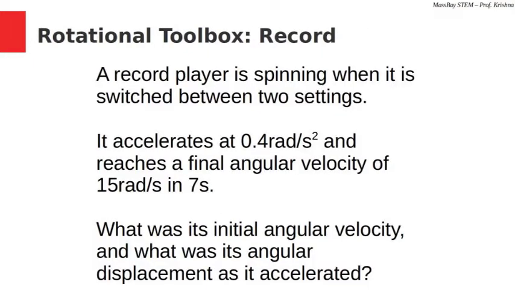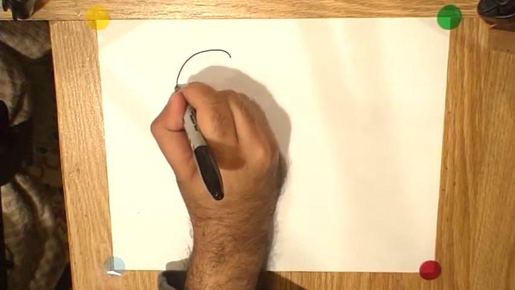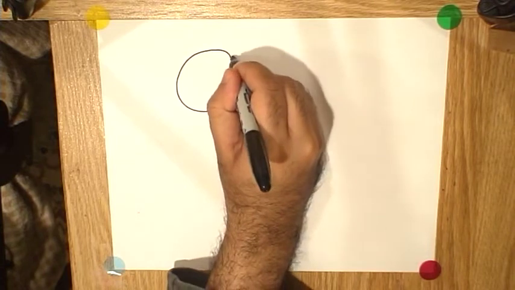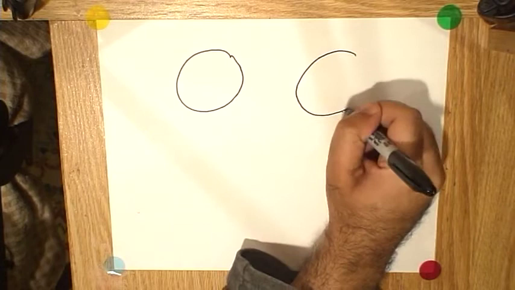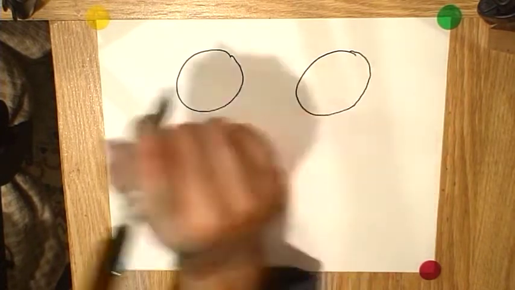Consider this puzzle. A record player is spinning when it is switched between two settings. It accelerates at 0.4 radians per second squared and reaches a final angular velocity of 15 radians per second in 7 seconds. What was its initial angular velocity, and what was its angular displacement as it accelerated? In this question, we have a record, and this record is going to change its angular velocity.